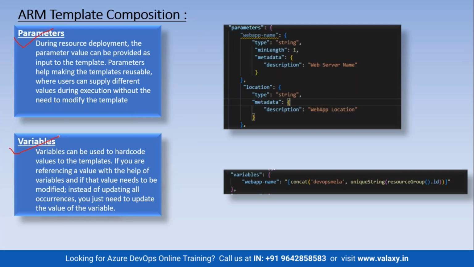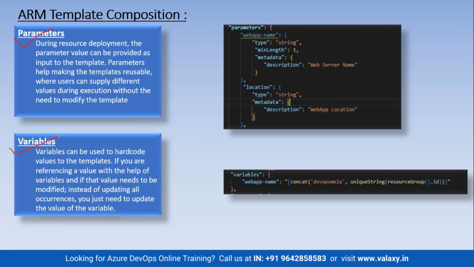What are the values which will be hard coded? Suppose you're creating a VM. Your VM name will be hard coded. Your storage account name will be hard coded. Your virtual network name will be hard coded. The IP address will be hard coded. Now, if you're hard coding everything, do you think you can reuse your template? No, because you need to go and make changes to the hard coded values. In order to avoid such things, you've got parameters.